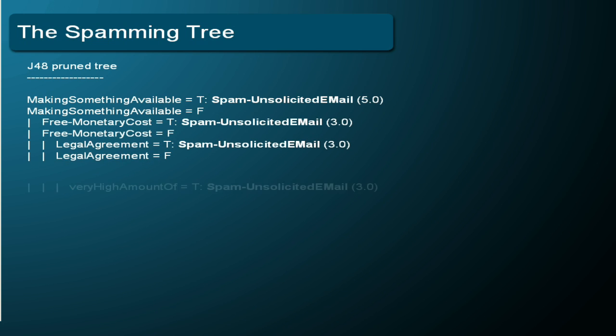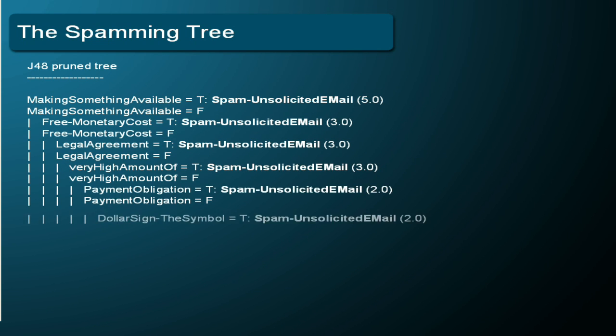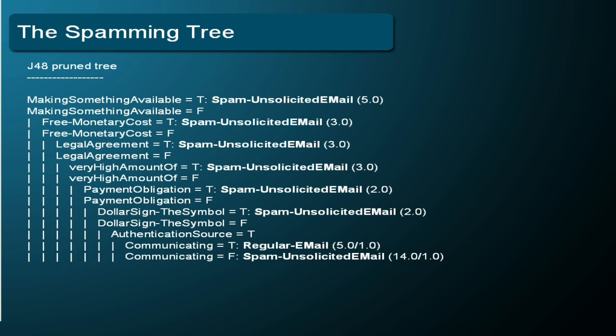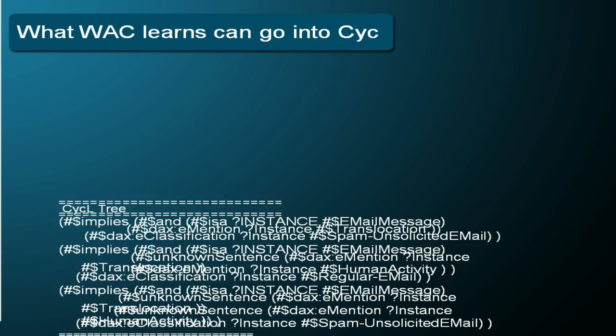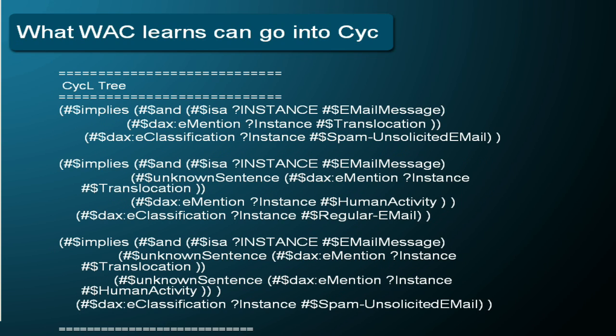Bit by bit, it builds a tree based on those semantic features that distinguishes regular mail from unsolicited mail. And by decoding the tree, it can generate rules for Cyc.